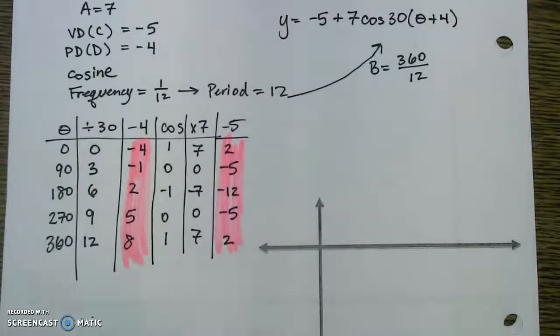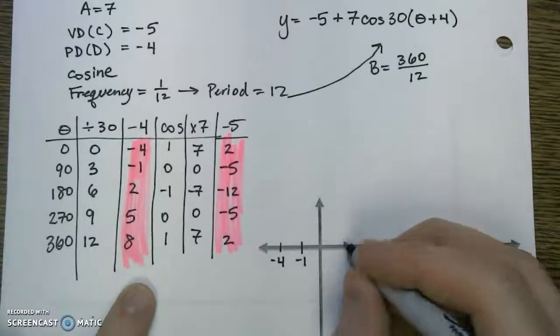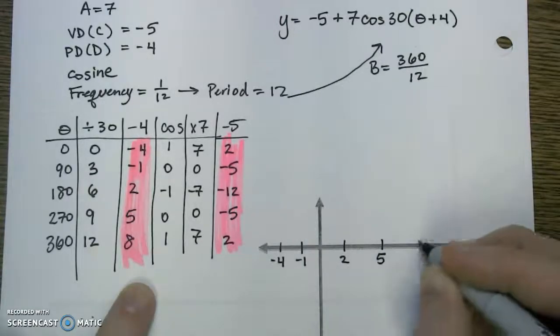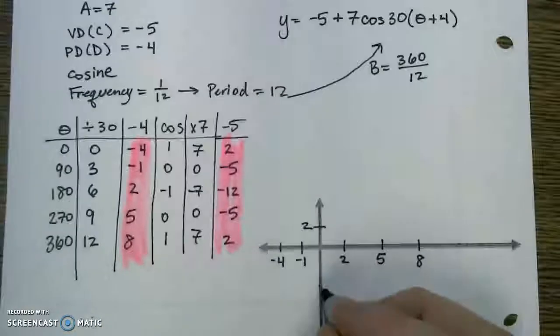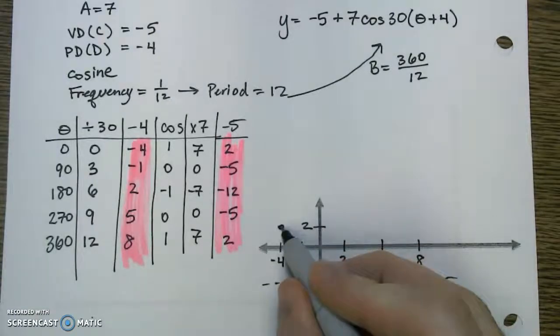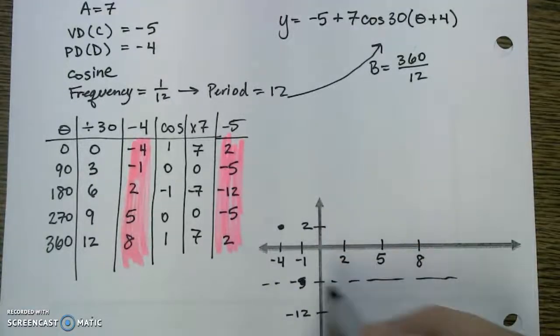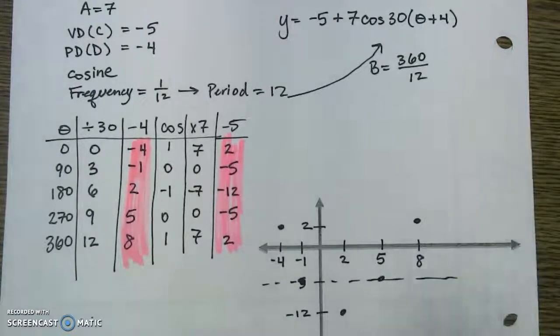Now plot those. We've got a sinusoidal axis at -5. And we see that at -4, we're up at 2. At -1, we're on the sinusoidal axis. And then we're below, then we're on the sinusoidal, and then we're back at the top.